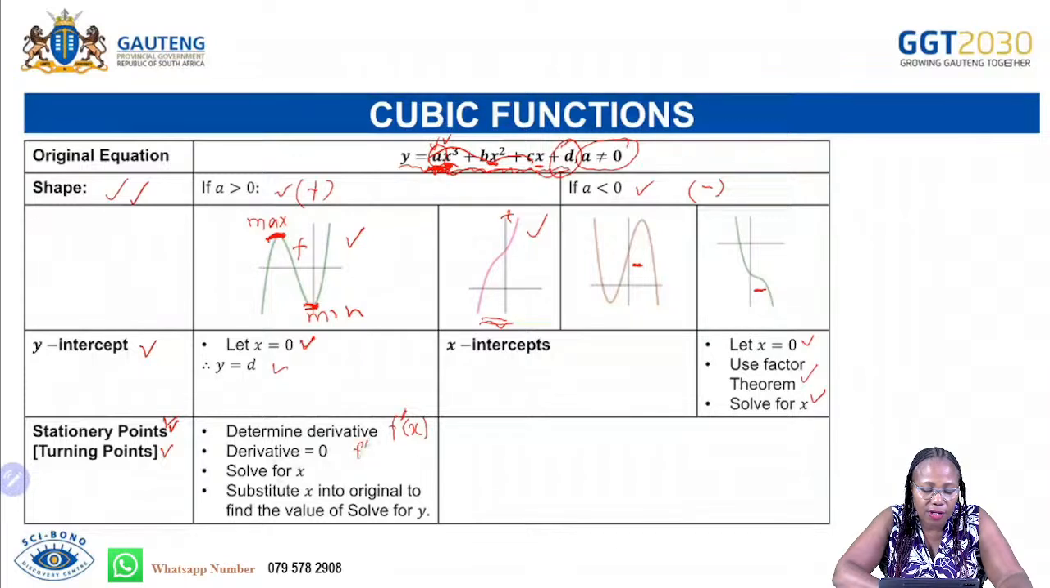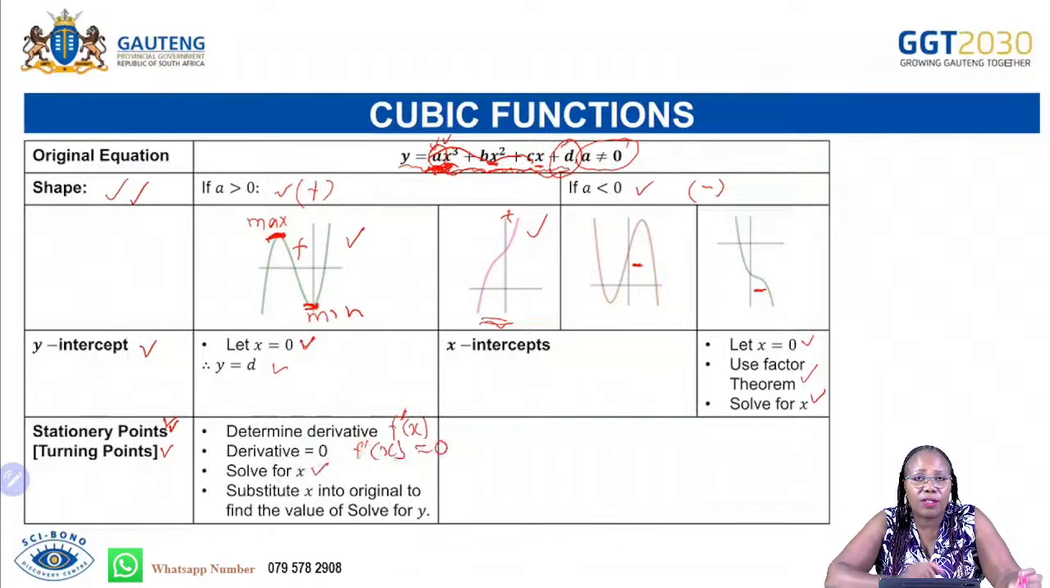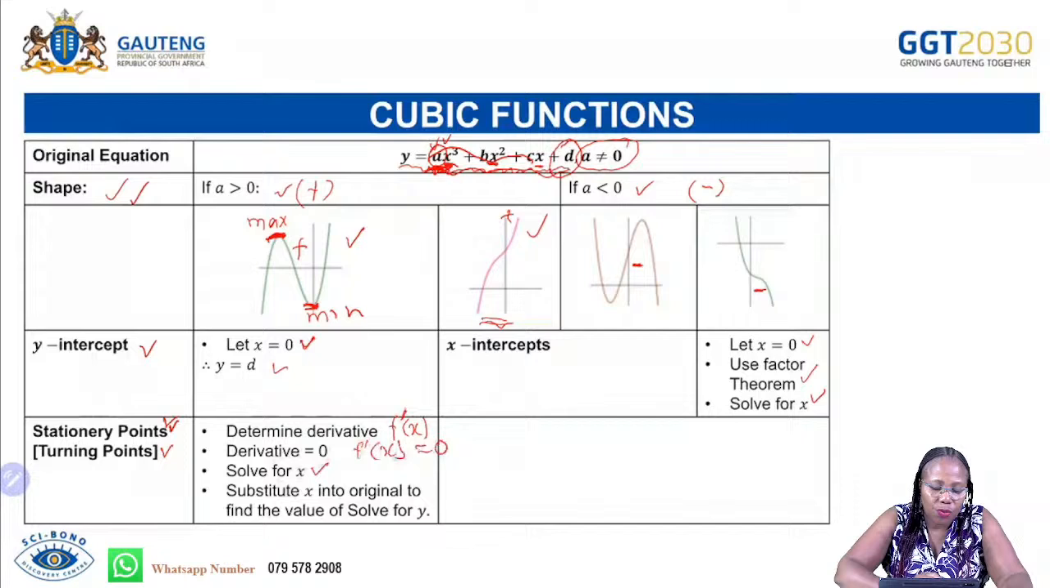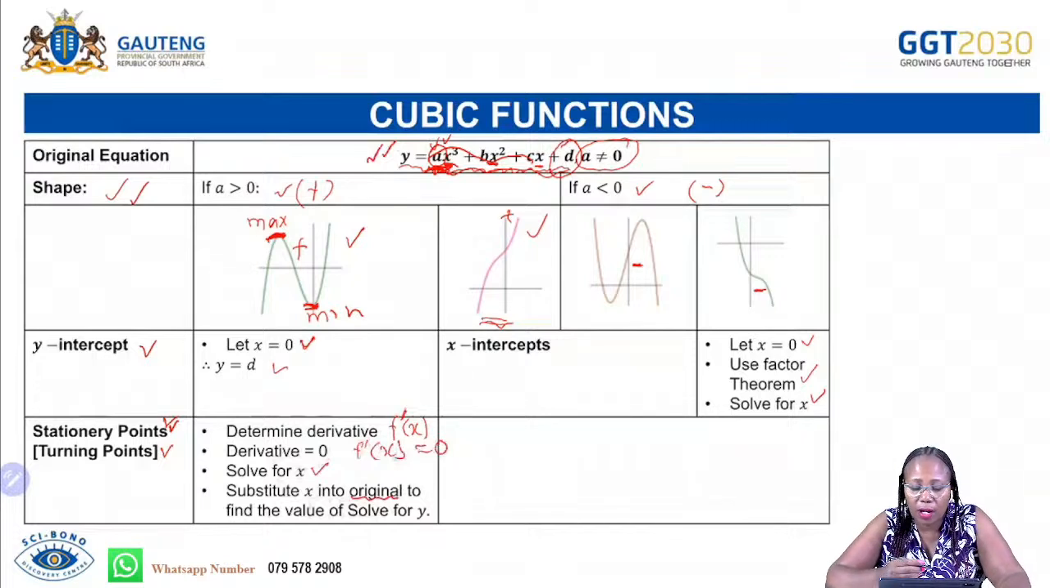The derivative that you have determined there, you let it equal to 0, and then you solve for x. After getting the value of the x turning point, you substitute it into the original equation that was given to you for that particular function, and then you can solve for y. Substitute the x turning point into the original to get the y turning point.